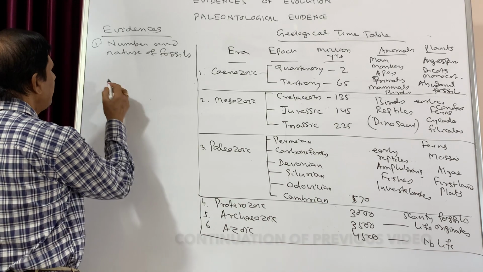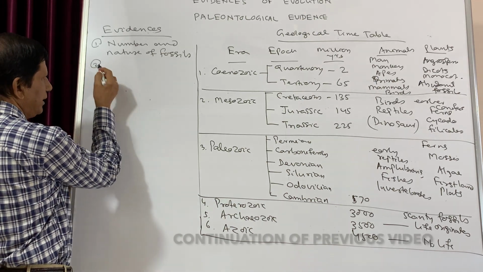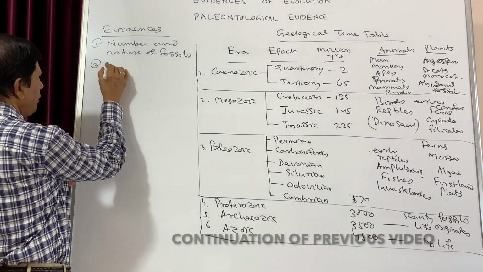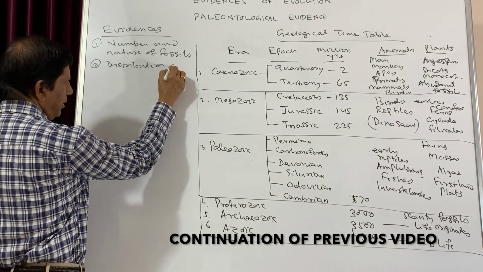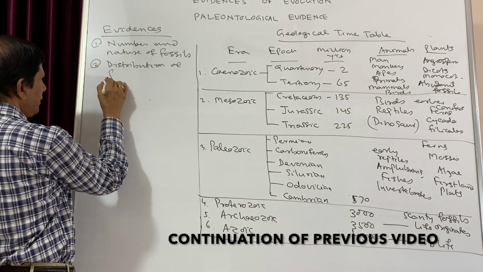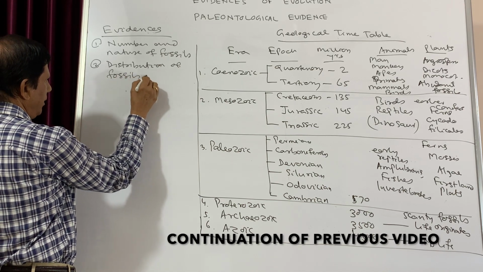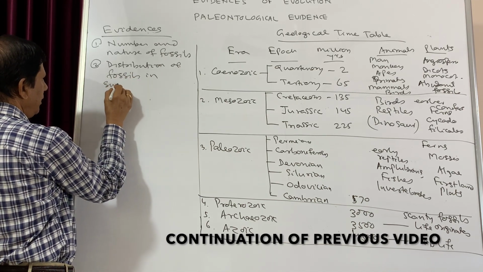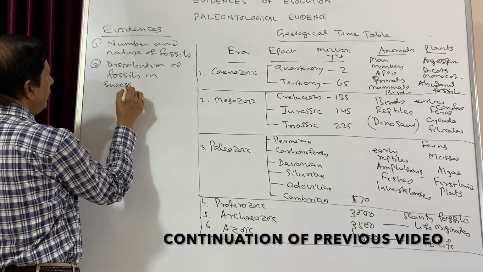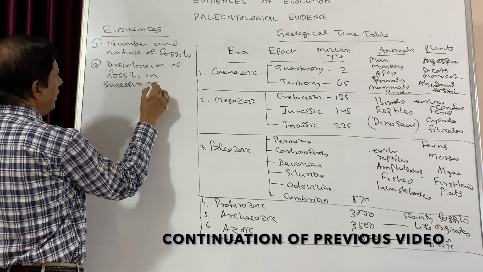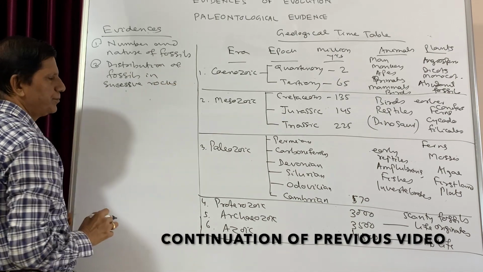We can take it. This is the second point. The second point is the distribution of fossils in successive rocks.